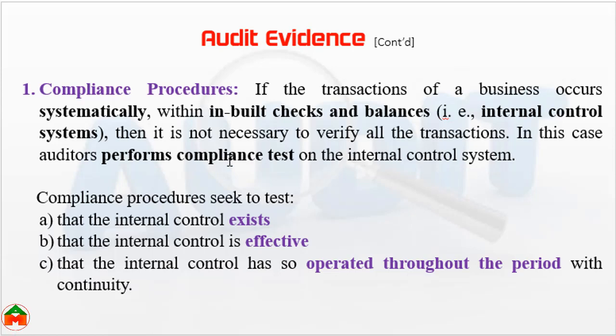And in this compliance test, the auditor seeks to test whether the internal control system exists, whether the control is effective, and whether the internal control has so operated throughout the period with continuity. These three factors about internal control should be tested to get a clear idea about the compliance procedure.